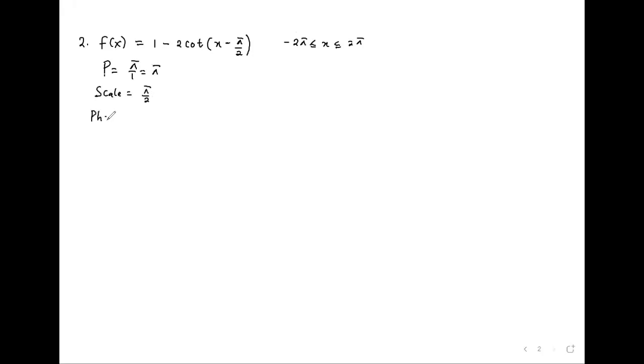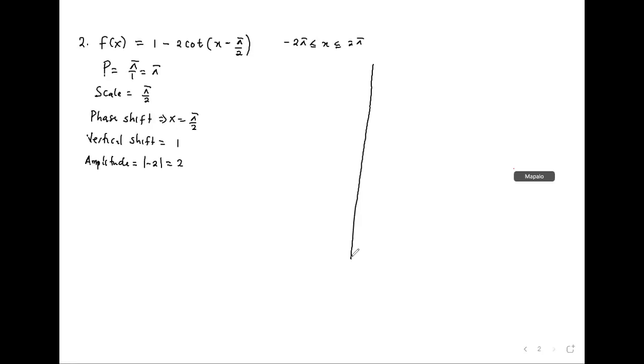The first shift, we notice that here it is x is equal to pi over 2. And then the vertical shift is 1. The amplitude is the modulus of -2, which is equal to 2. So then how do we sketch our function?